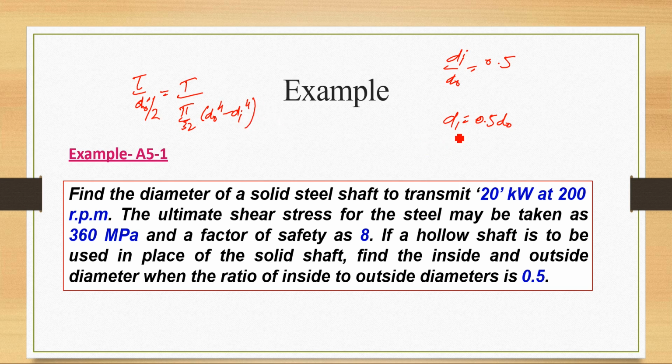When I put di in terms of do, this can be written as 0.5 d naught. So all of the values will be converted into d outer. First we will find d outer, and then using this formula we can find the inner diameter. So we can find both diameters based on this scheme. I'm not solving it again, just to give you an idea of how we are going to solve these problems.